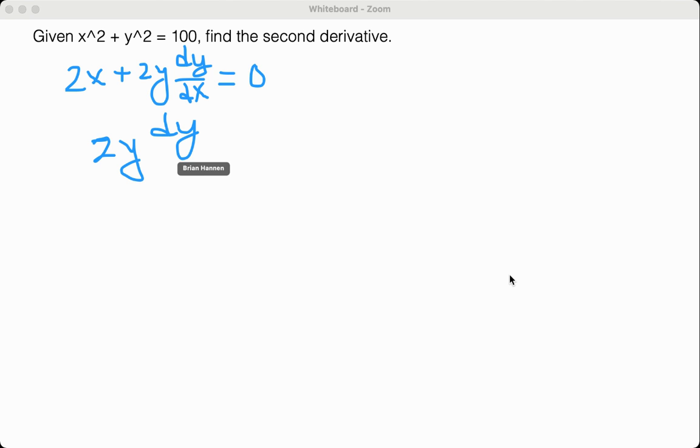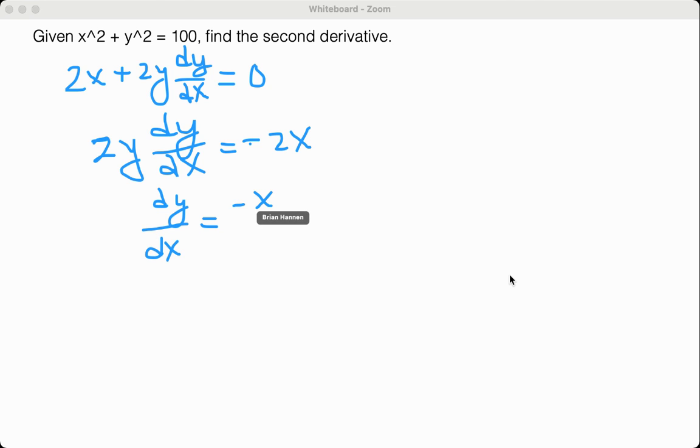2y dy/dx equals negative 2x. And by the time I actually get done rewriting this, I have negative 2x over positive 2y. Negative x over y. That is my first derivative. Yay!